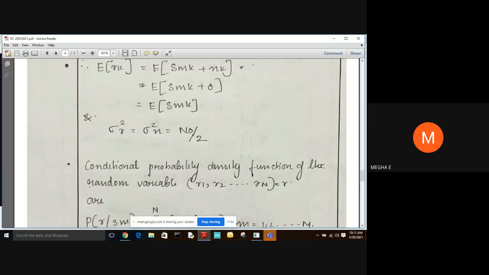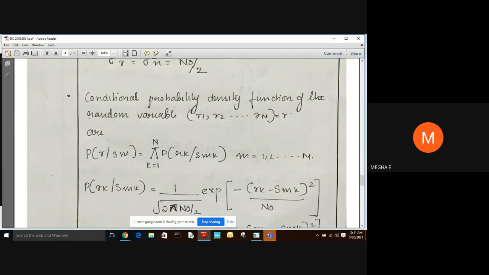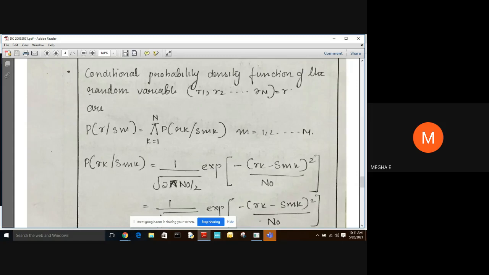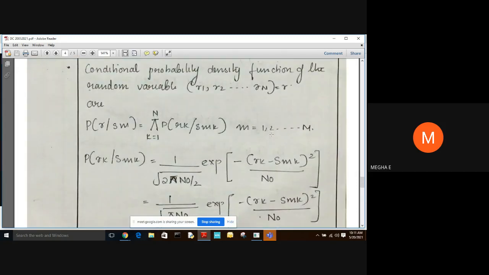So hence we are finding the conditional probability, and the conditional probability density function of the random variables R1, R2, R3, etc. Rn is equal to P of R given Sm, which is nothing but the product of P of Rk given Smk. So we are finding the equation for this P of Rk given Smk. It's nothing but 1 by under root 2 pi n0 by 2 into exponent of minus Rk minus Smk the whole square divided by n0.